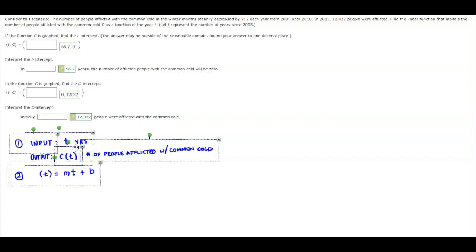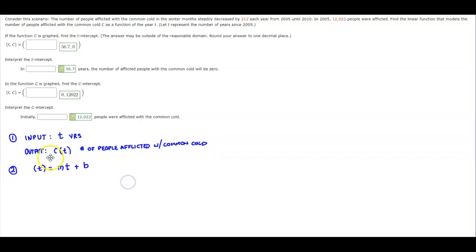So let's go ahead and write that down here. So we can see here that the input represents t years since 2005. The output, C of t, is going to be the number of people afflicted with the common cold. So our model is going to represent C of t, which is equal to m times t plus b.